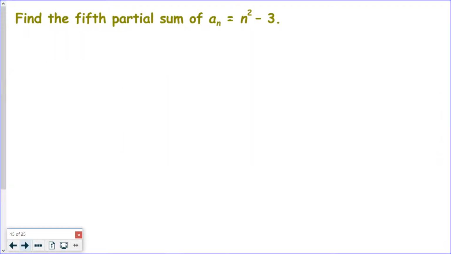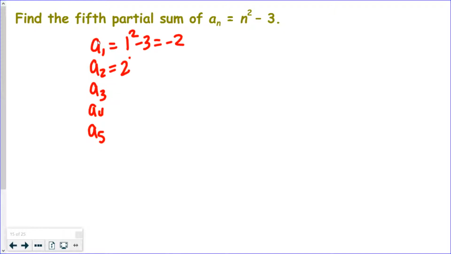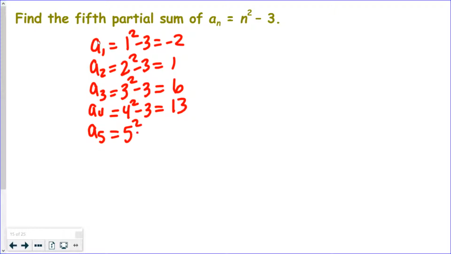Find the fifth partial sum of a sub n is equal to n squared minus 3. So in order to find the fifth partial sum, I've got to find the first 5 terms of this sequence. So I've got 1 squared minus 3. I've got 2 squared minus 3. I've got 3 squared minus 3. Let's see, 9 minus 3 is 6. 4 squared minus 3, 16 minus 3 is 13. 5 squared minus 3, 25 minus 3 is 22.